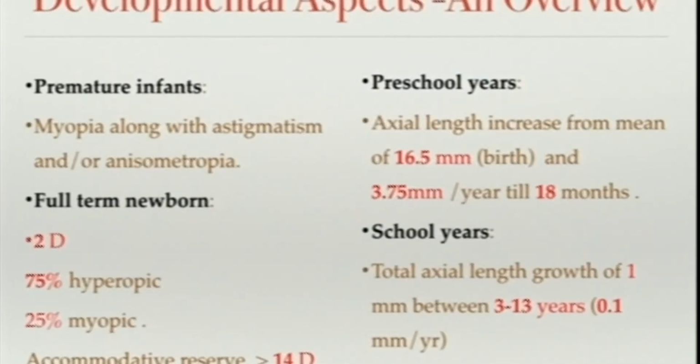So we also need to know a little about the developmental aspects here. Premature infants are mostly born myopic with or without astigmatism, and full-term newborn infants are mostly hyperopic, very few of them are myopic, and also they have very high accommodative reserves.